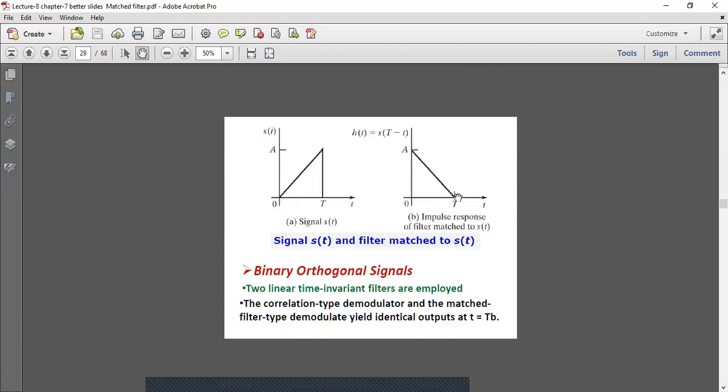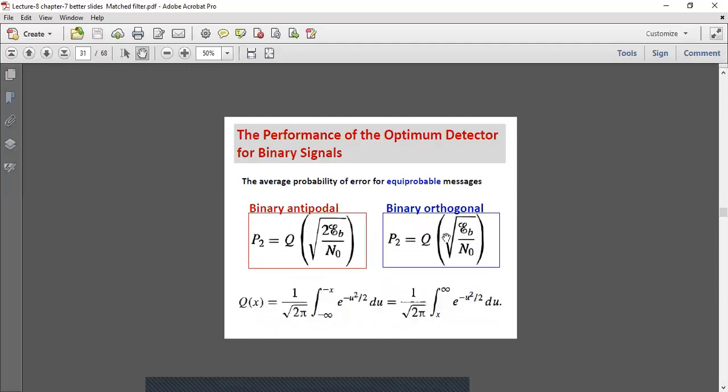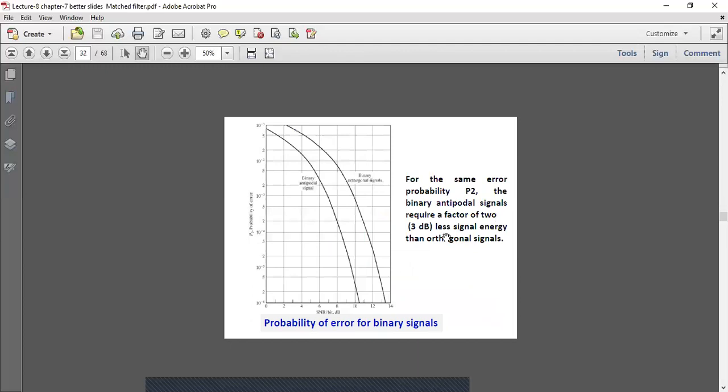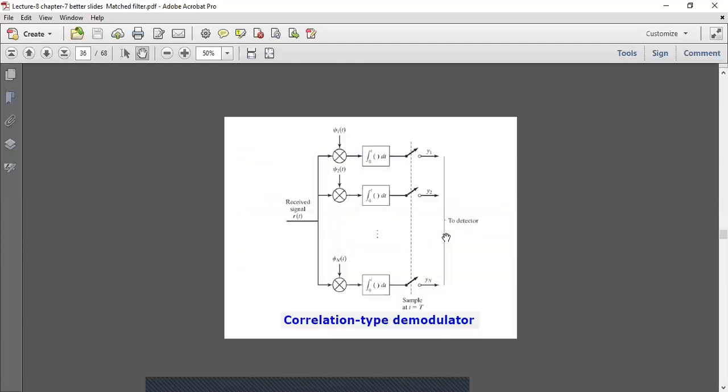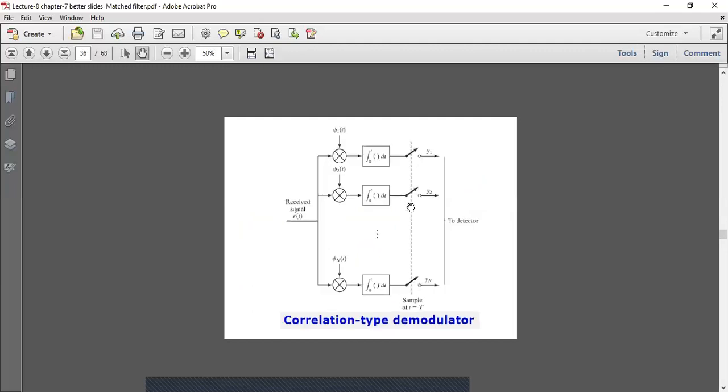So we have signal S of t and the filter matched to S of t. This is signal S of t, and this is the impulse response of the filter matched to S of t. The structure of this is not shown here. Let me show you the diagram for it. You see, this is a cross correlator type demodulator.